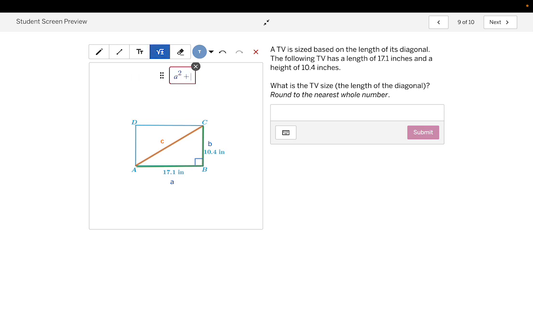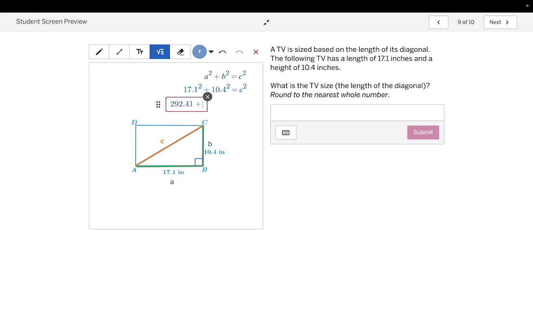So A squared plus B squared equals C squared. I said A was going to be 17.1, so it'll be 17.1 squared, plus B was 10.4, so it'll be 10.4 squared, and then equals C squared. And that's what we're trying to solve for, so we just leave C as C. So 17.1 squared means 17.1 times itself, so 17.1 times 17.1. If you grab a calculator, it's 292.41.